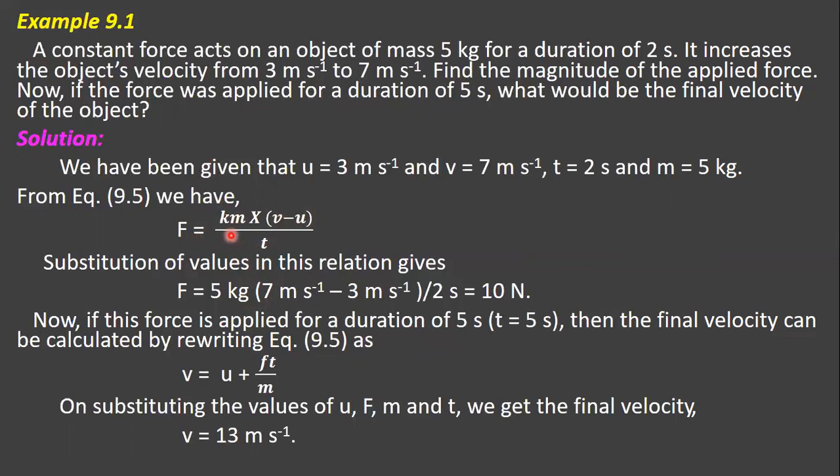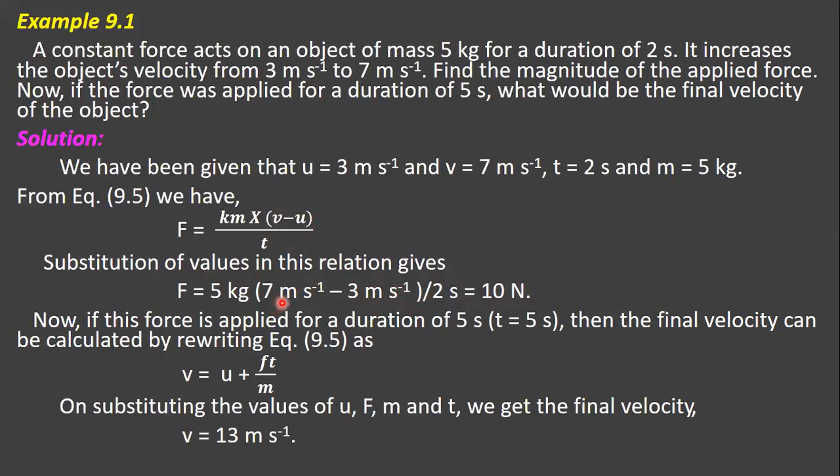Here mass is 5 kg and v is 7 meter per second and u is 3 meter per second. Time is 2 seconds. To solve this, 7 minus 3 is 4 meter per second. 4 into 5 is 20, by 2. You will get here 10 Newton. Unit of force is Newton.